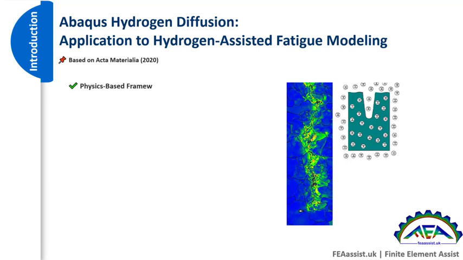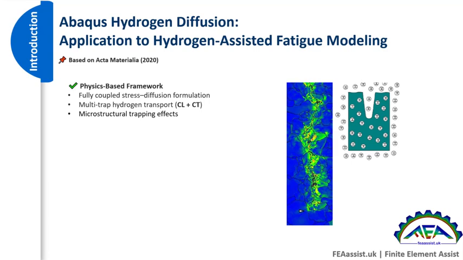This approach is based on a fully coupled stress diffusion formulation, capturing lattice and trapped hydrogen concentration, and microstructural trapping. For example, hydrogen can be trapped in the grain boundaries, carbides, and dislocations, and also crack tip plasticity effects under cyclic loading.